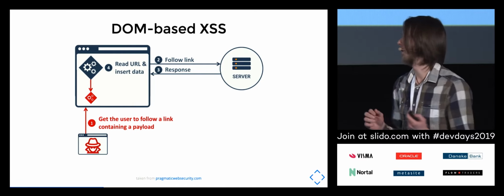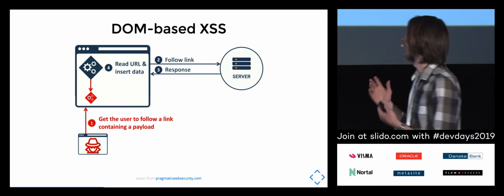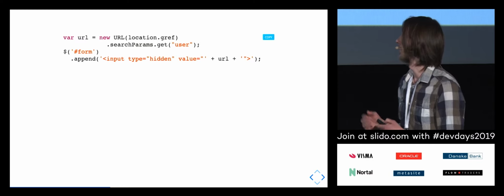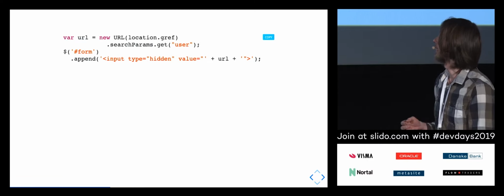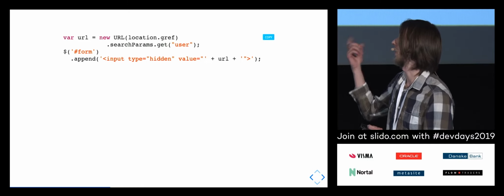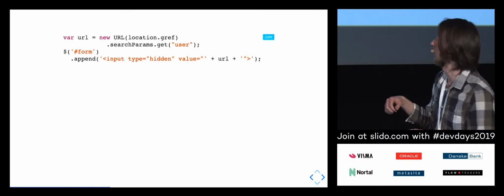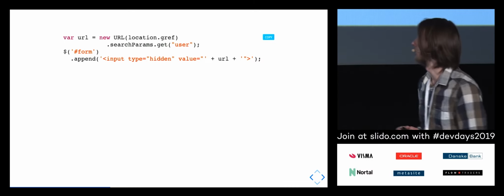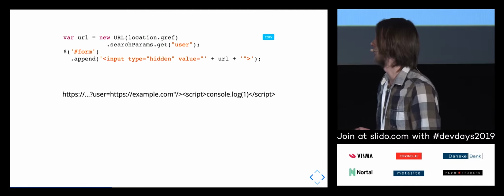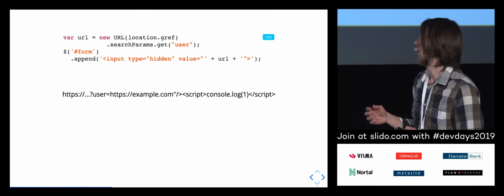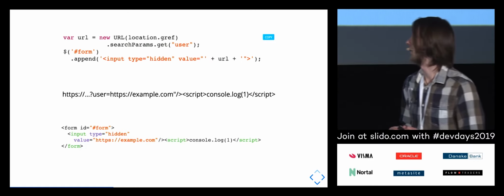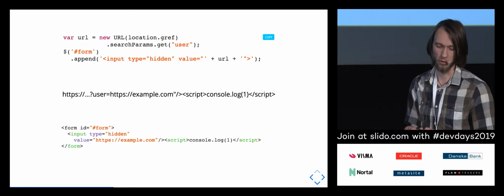Speaking about DOM-based, it is somehow related to the reflected one. That's how the vulnerability looks. We just take some piece of the URL or the URL itself, a parameter, whatever, and then add it to the DOM directly. And what do we get? Of course, again we get nice JavaScript code executed on our page.